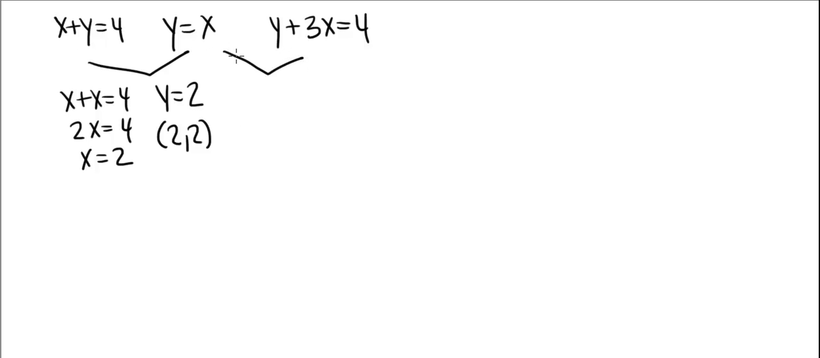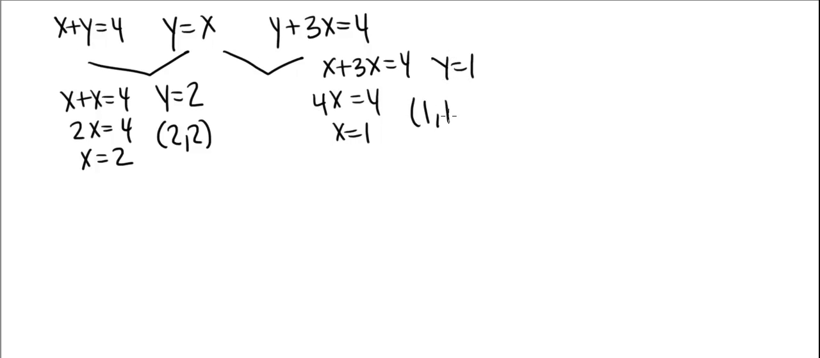We replace in the third line y with x, so x plus 3x becomes 4. 4x becomes 4, x equals 1. Plugging that back into the second or third line, we also find that y equals 1, and the point of intersection is (1, 1). For the first and the third line, we solve for y.